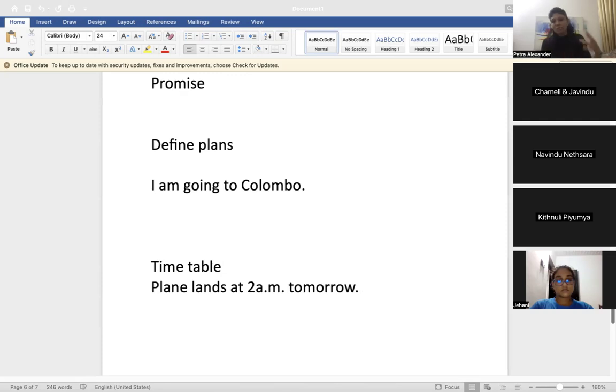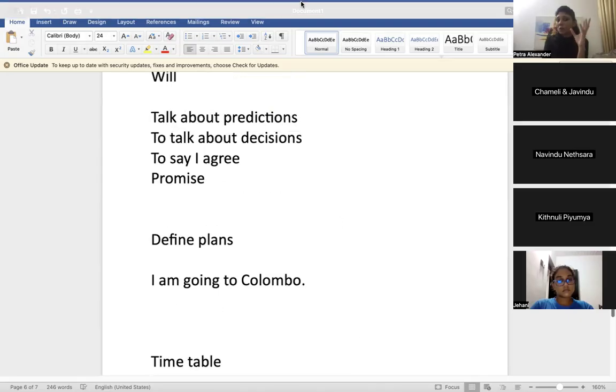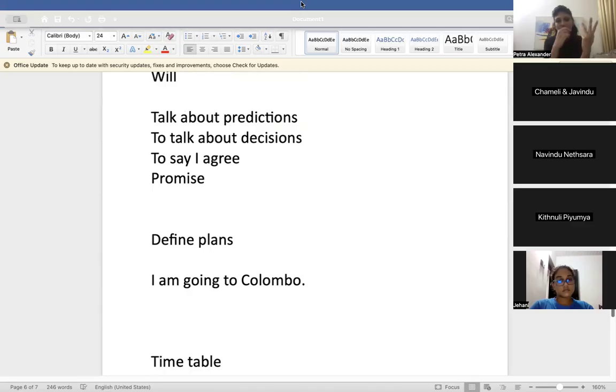Something like this, my debit card expires. That expires on 30th December. That's also like a timetable, where we use simple present. But other than that, we use will to talk about prediction. Prediction means definitely future. Promise also, we promise to do. So then it's a future.